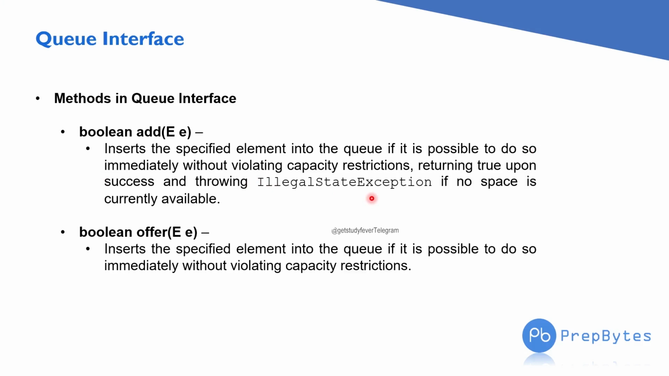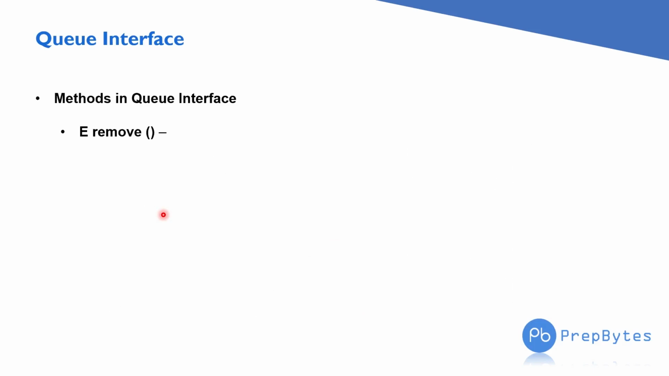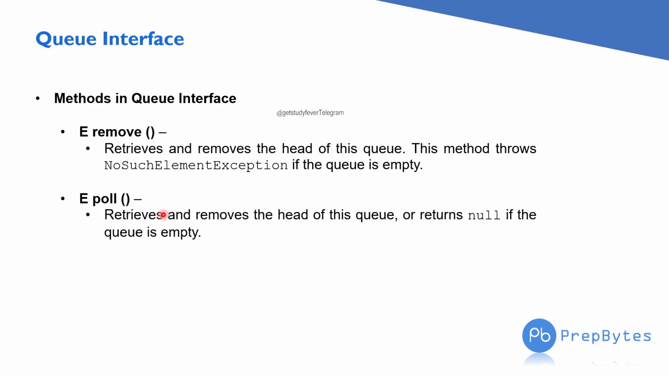Offer does the same thing, it also adds. The first point is the same: it inserts the specified element into the queue if it is possible to do so. The change is that it does not throw an exception, but it returns a false value if the queue is full. Next is remove. It just removes the element of the queue, and if the queue is empty, we get a no such element exception. Poll also removes, but no type of exception is thrown; it will return null if the queue is empty.